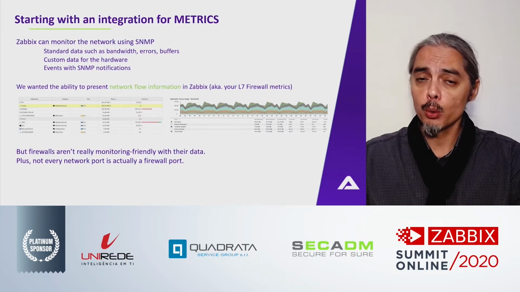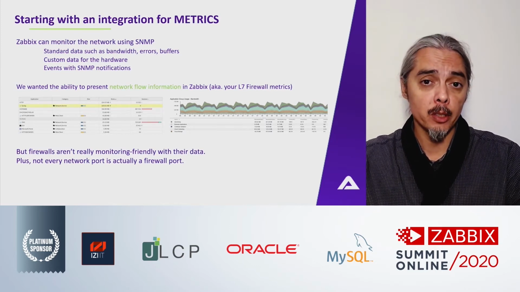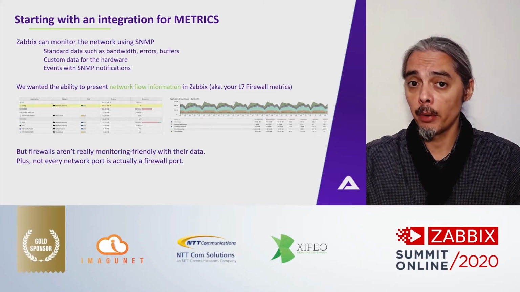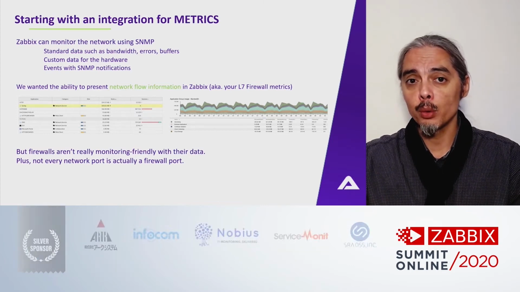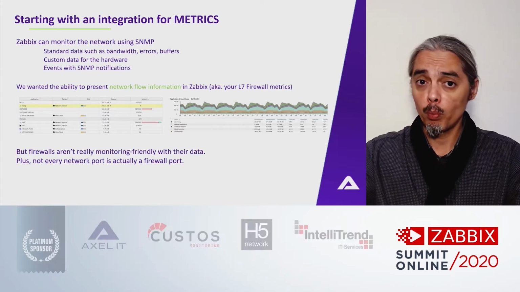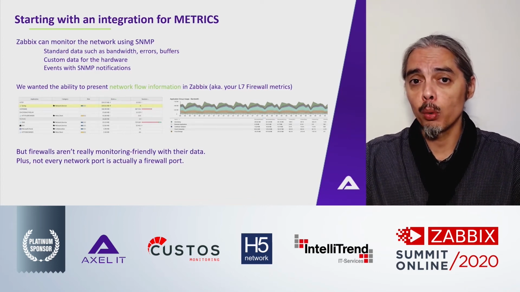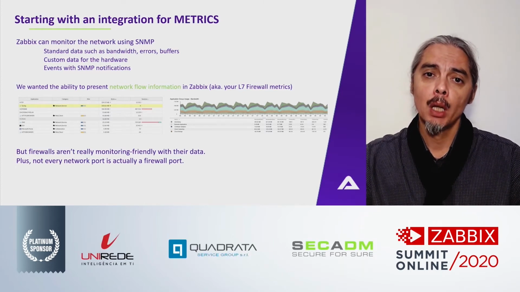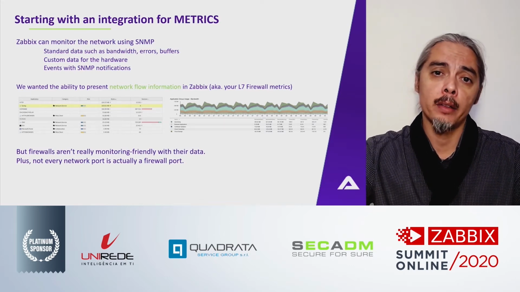There are a couple of issues when you want to get that network flow data into your Zabbix system. Firewalls aren't really friendly to the monitoring system. They are mostly used to send their data to a log management system where we can get the charts, and not to monitoring systems. Plus, there's not actually a firewall at every network site or every network port, so that information would be located only on one side, or on the boundary between the WAN side and the LAN side of your network.